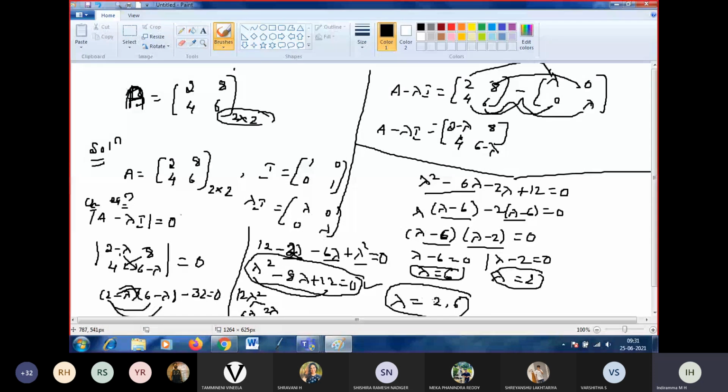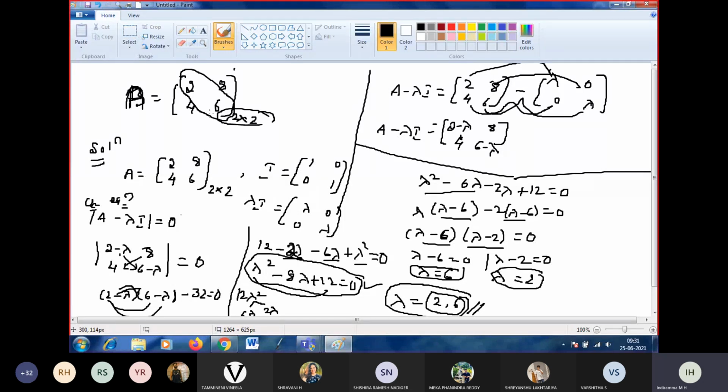If you add these two, what will you get? 2 plus 6 is 8. What is the trace of a matrix? Adding the diagonal elements, 8 only. So the sum of the eigenvalues will be equal to the trace of the matrix. Trace means the sum of the diagonal elements of the given matrix.